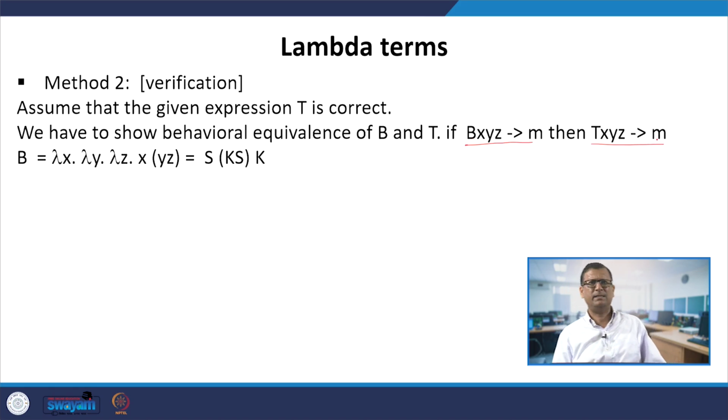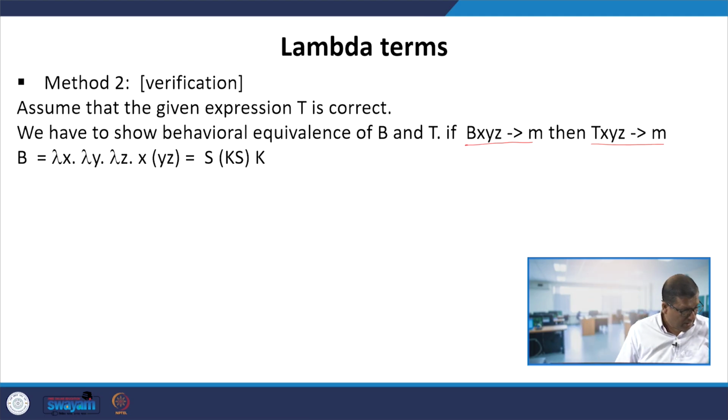If that be the case, we say T is an SKI representation of the given term B. So, this is a verification, it is not a derivation. For the present example, let us continue and verify this term. So, SKS, we are going to verify whether this is indeed the correct SKI representation or not.